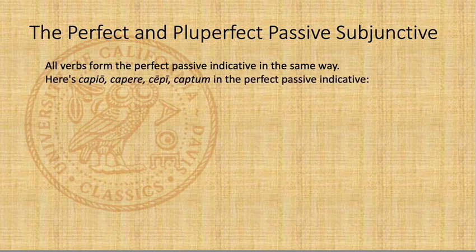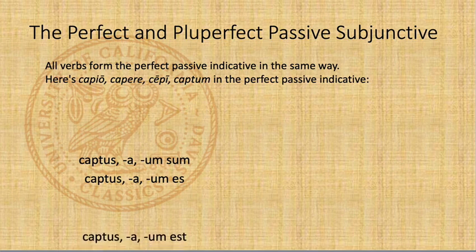Here's capio, capere, cepi, captum in the perfect passive indicative. It is formed exactly the same way that the perfect passive indicative is formed for amo. Captus, capta, captum sum. I was captured, I have been captured. Captus, capta, captum es. You were captured, you have been captured. Captus, capta, captum est. He, she, or it has been captured. He, she, or it was captured.